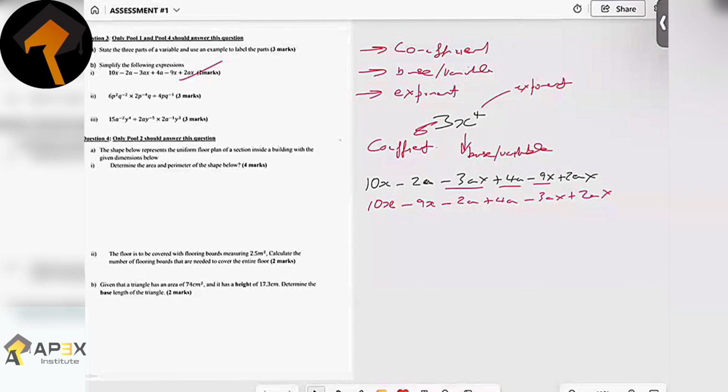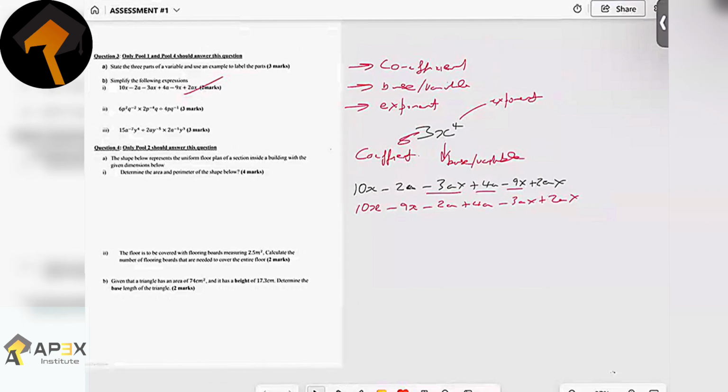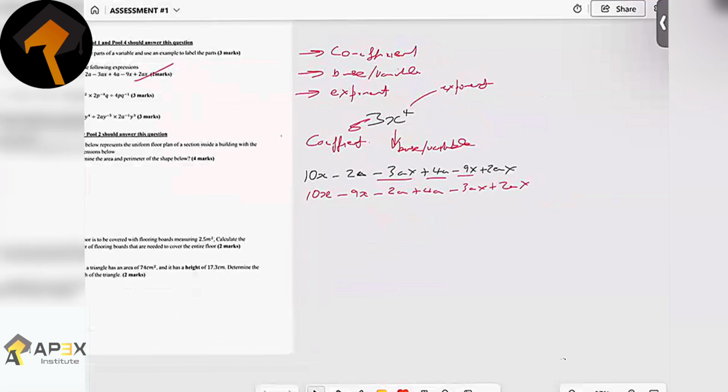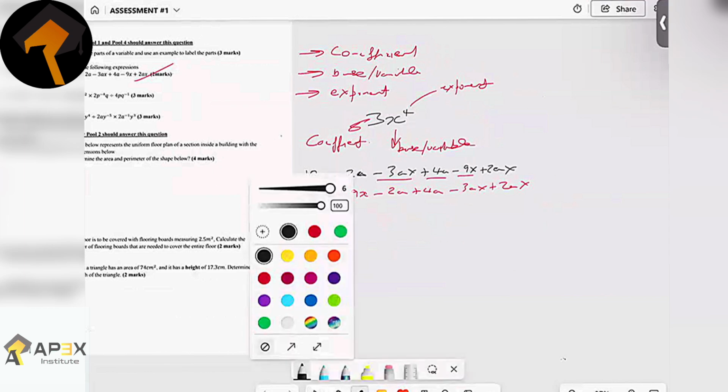We're going to pick up from where we had left off at this stage of the tutorial review, the assessment paper review. Let's quickly go back through here. We had gotten to the point where we are grouping like terms. We see 10x minus 9x minus 2a plus 4a minus 3ax plus 2ax, and we were saying that we are going to be grouping like terms. And we've done that.